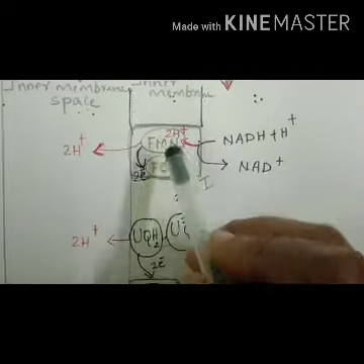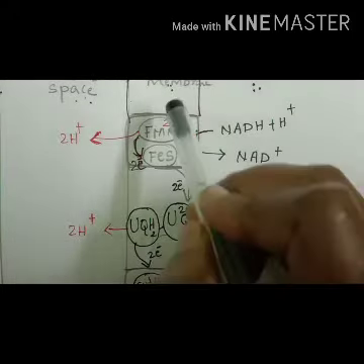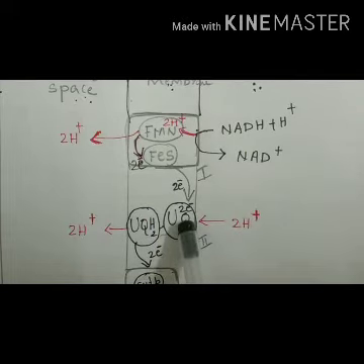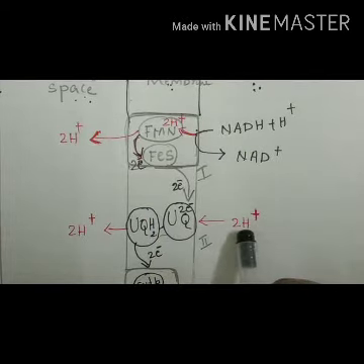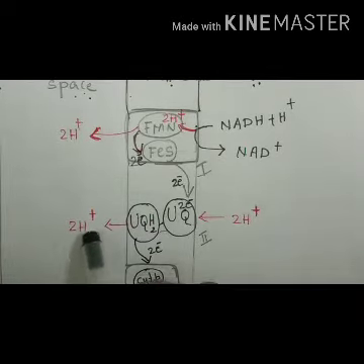And from that complex, the electron is moving to ubiquinone. So this is another prosthetic group that can be seen on this inner membrane. So the electron is moving to ubiquinone. At the same time, ubiquinone gets reduced by absorbing the protons which are present in the matrix portion, and those protons will be released to the inner membrane space.